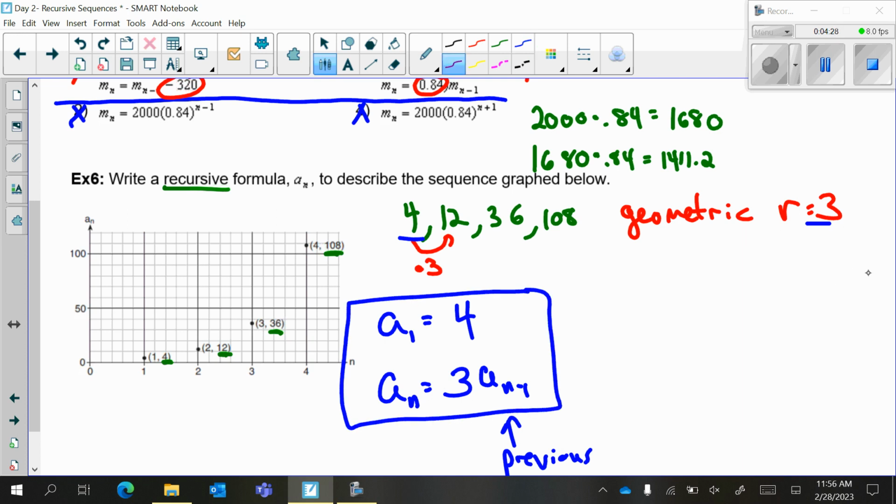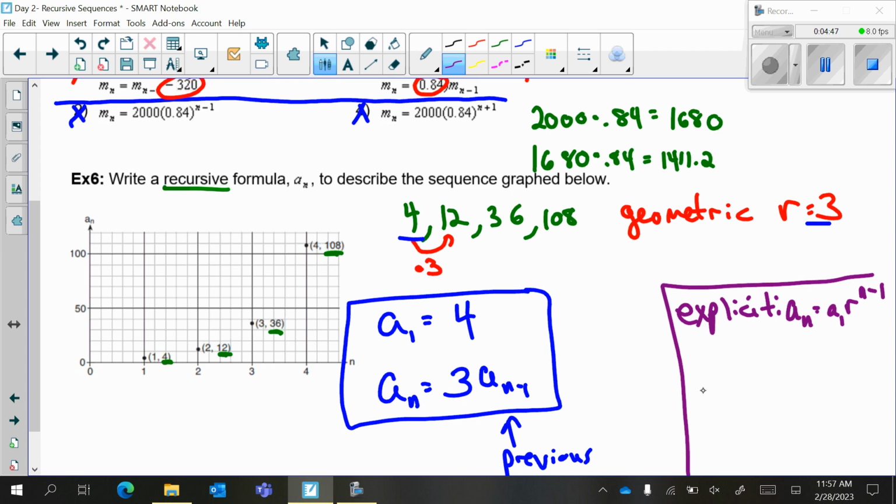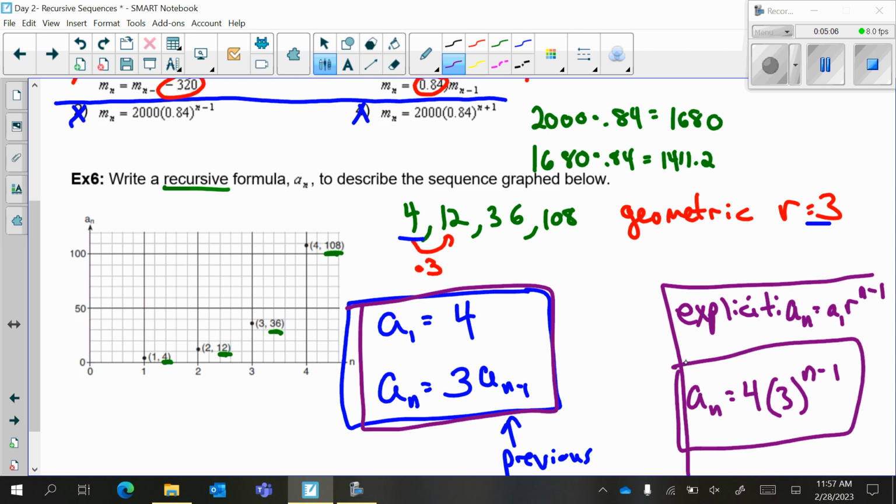On the side, if you wanted to do it explicitly, explicit formulas are on your reference sheet. You would go to the geometric sequence, and it would say that the explicit formula is a sub n equals a sub 1 r to the n minus 1. So it would be a sub n, my first term is 4, my common ratio is 3, n minus 1. So the sequence is geometric, but this is written with a recursive formula, and this is written with an explicit formula.